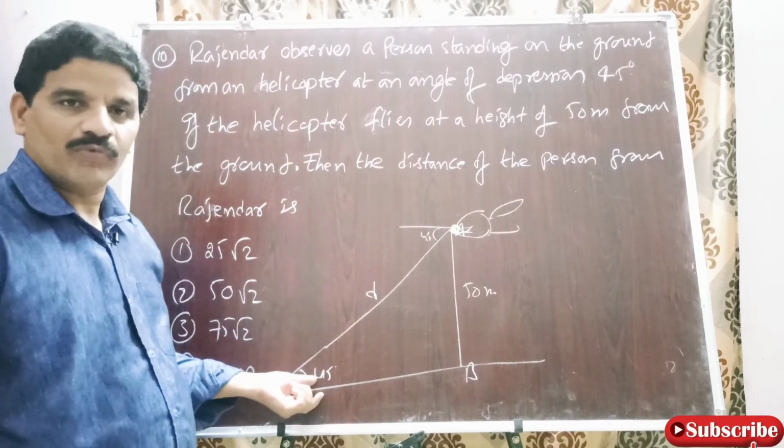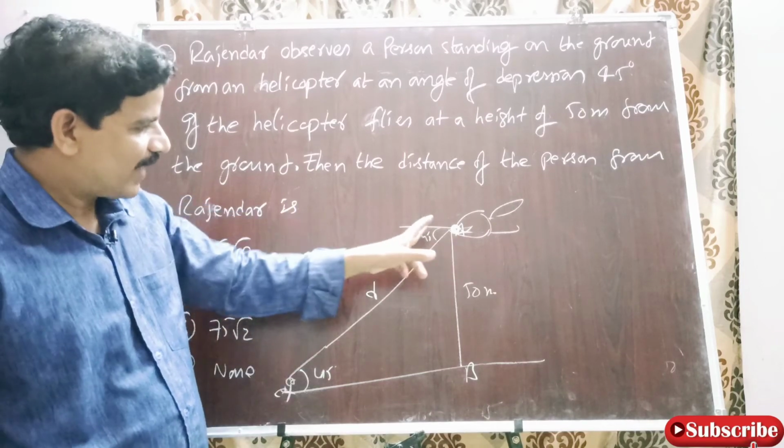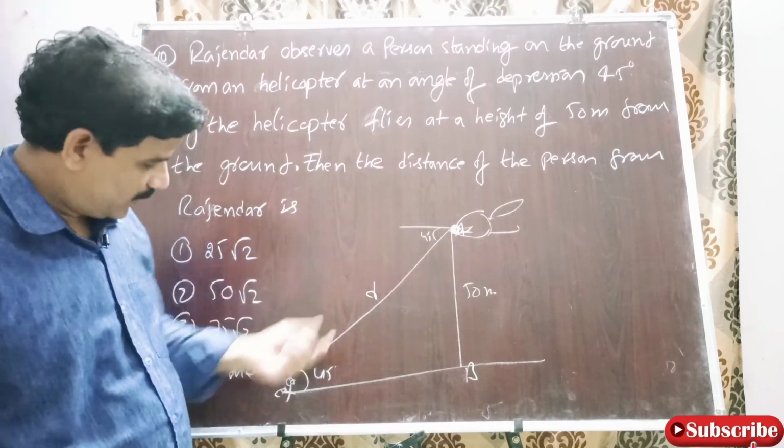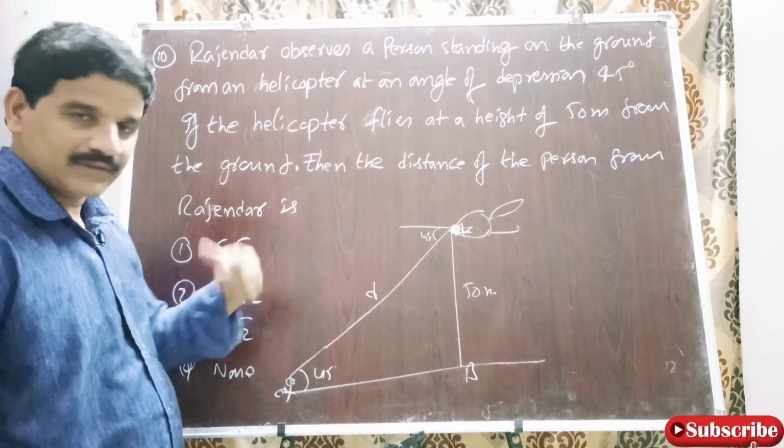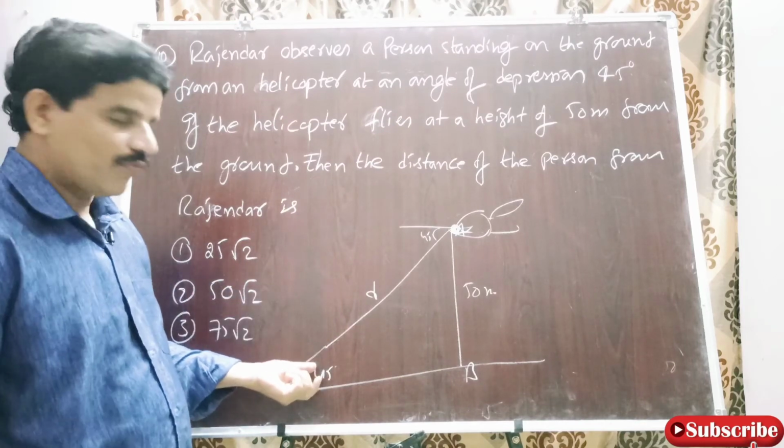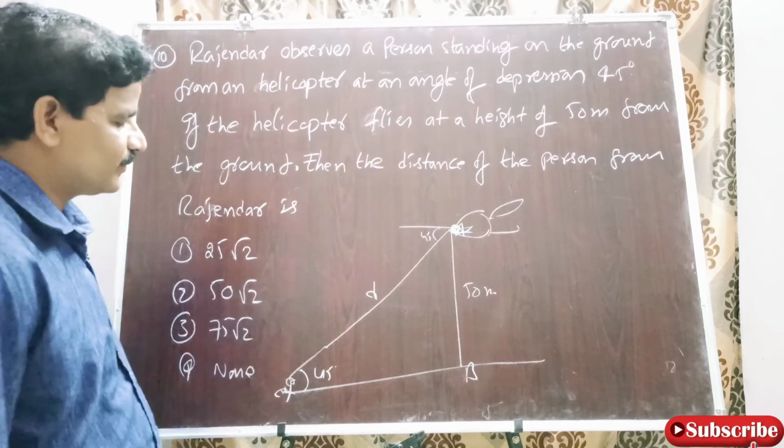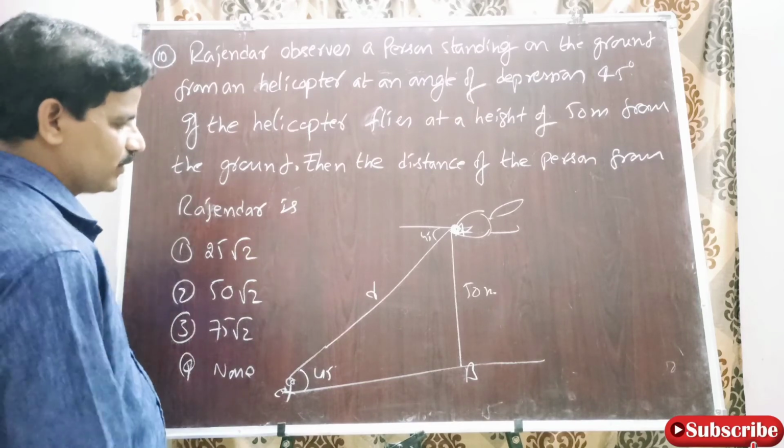The angle of elevation is what? 45 degrees. He is observing with the angle of 45 degrees depression. He can also observe the same person or the helicopter with 45 degrees of angle of elevation. Now I want D.